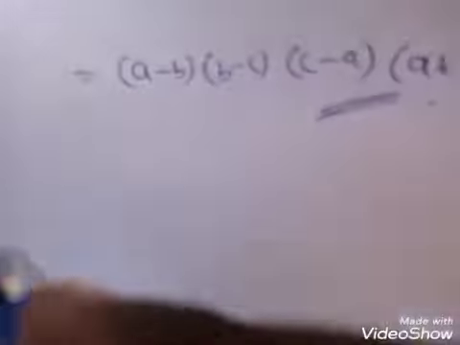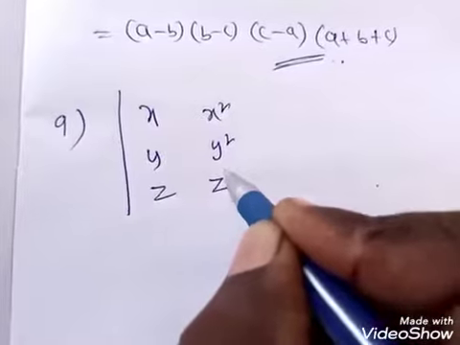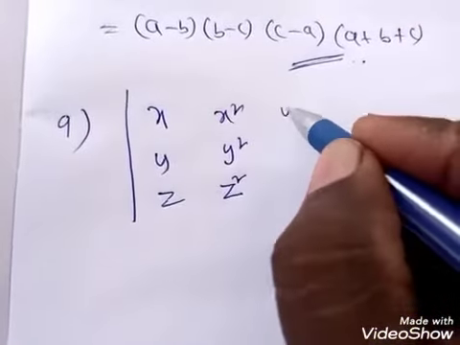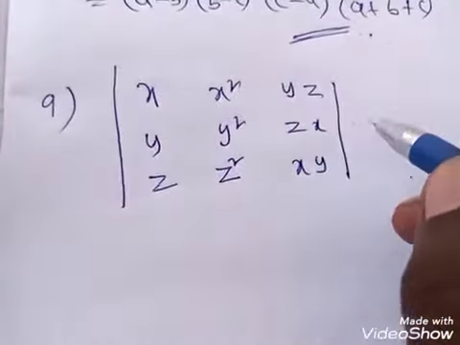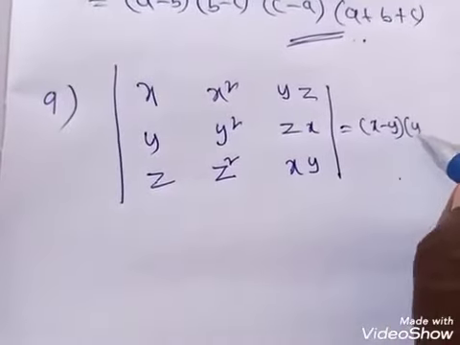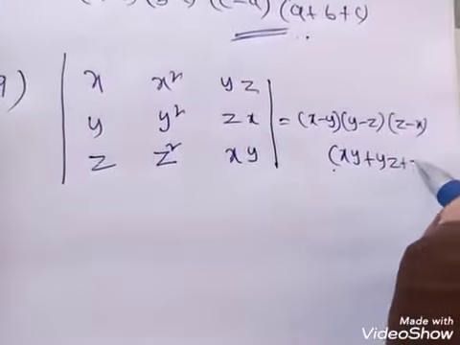Now question number 9. Observe here: the determinant of x, y, z, x square, y square, z square, yz, zx, xy is equal to... we have to prove x minus y, y minus z, z minus x into xy plus yz plus zx. We have to prove.